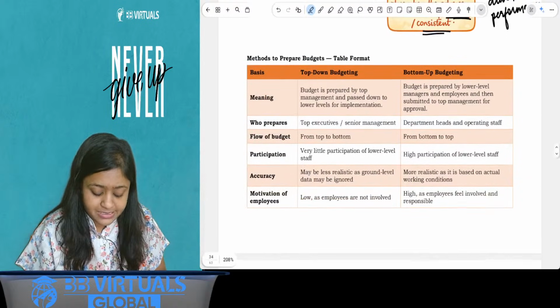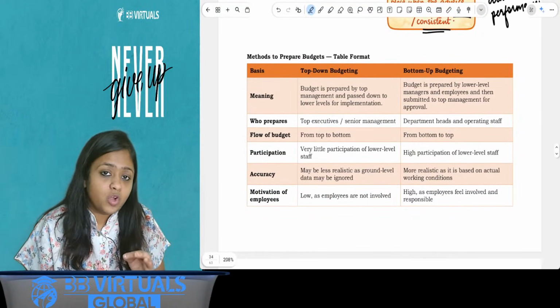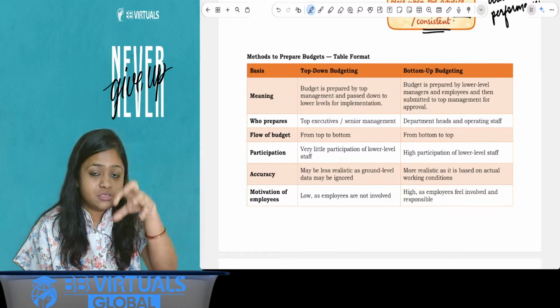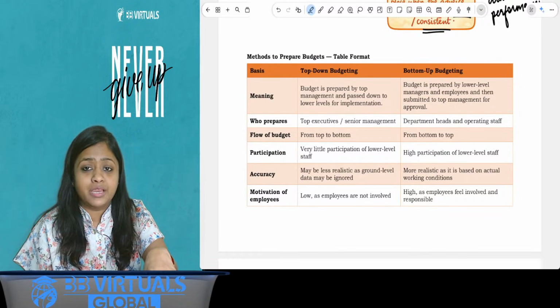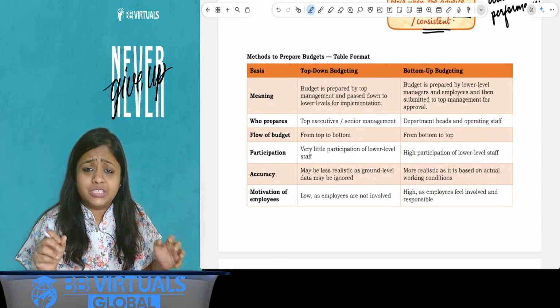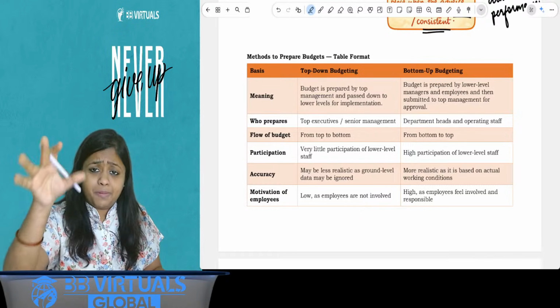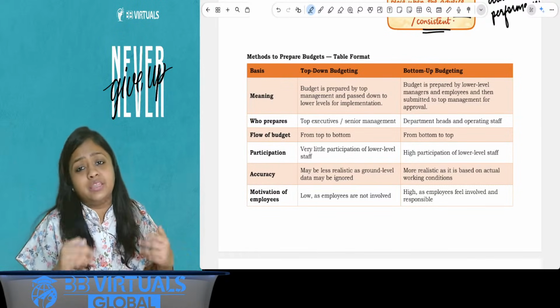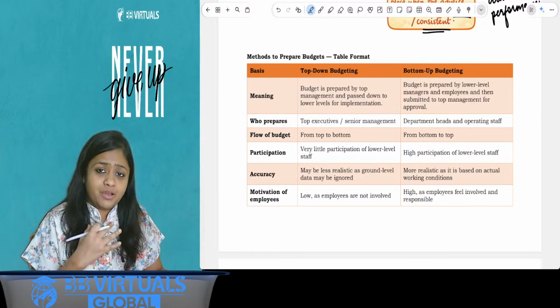So please look at my screen. Now, in top-down budgeting, the budget is prepared by the top management and is transferred down the line to the lower level management. So it's kind of a dictatorship where the management have prepared the budget and the lower level people are really not involved in the budget and they have been given the budget. Now they have to follow it.